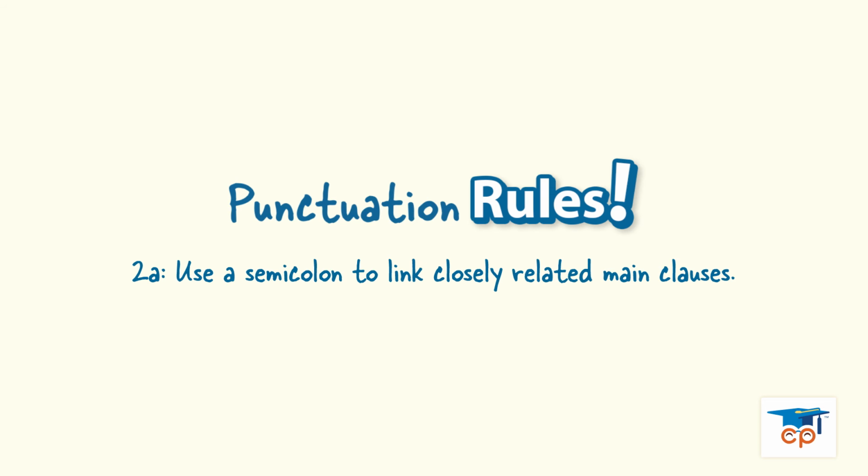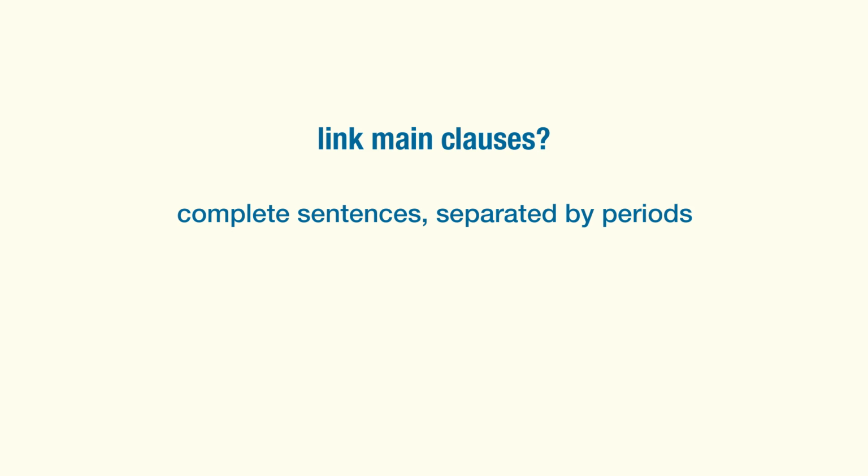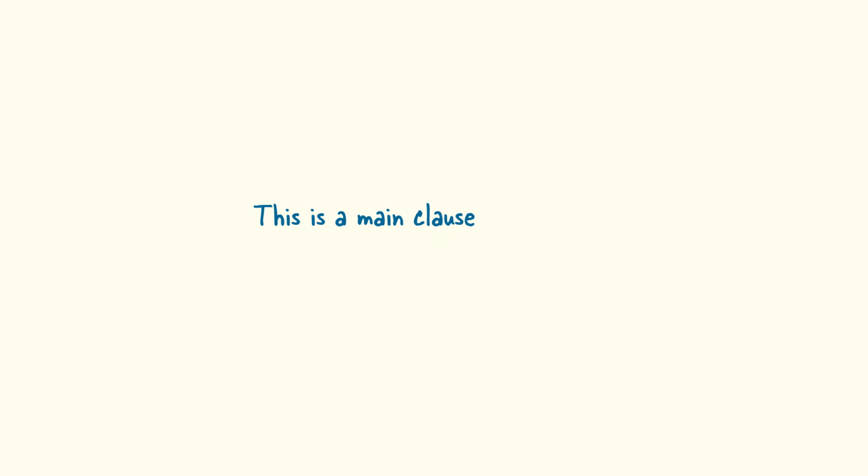Here's the rule for using semicolons with main clauses. Use a semicolon to link closely related main clauses. Link main clauses? I thought main clauses were like complete sentences, separated by periods. For instance, this is a main clause, period, so is this, period. That's right. So I can replace a period with a semicolon? This is a main clause; so is this.